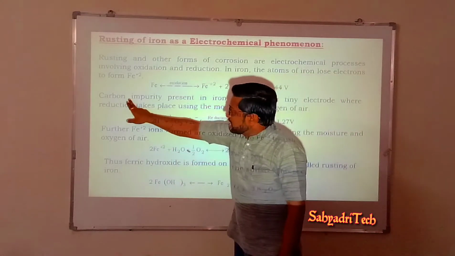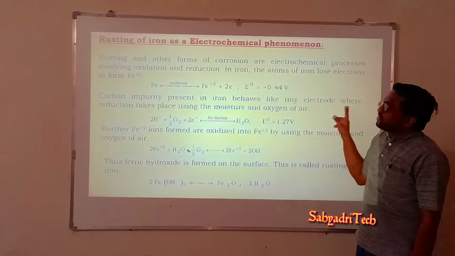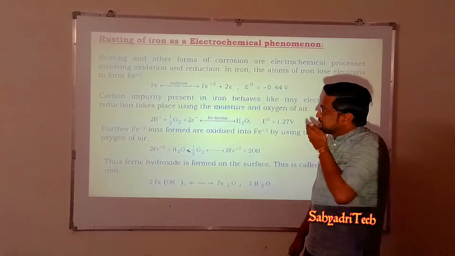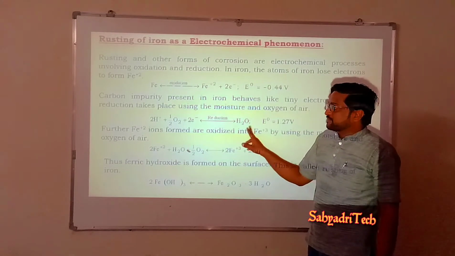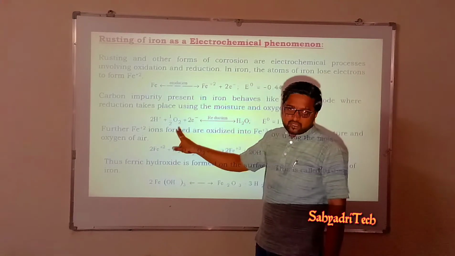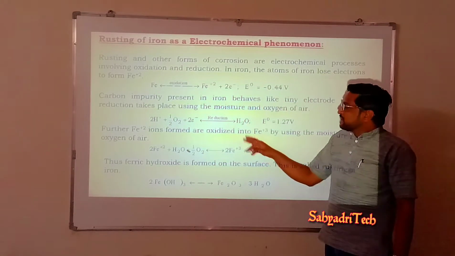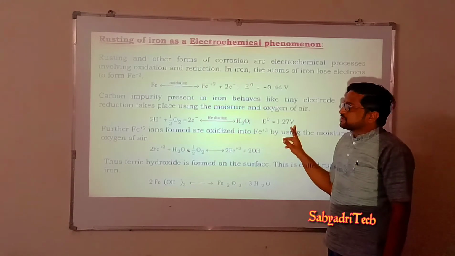Further, the carbon impurity present in the iron behaves like a tiny electrode where reduction takes place. Meaning at the impure surface, what happens? The H+ ions are reduced to water molecules. The H+ ions combine with the dissolved oxygen molecules in the presence of electrons and give rise to water molecules, and its electrode potential will be 1.27 volt.